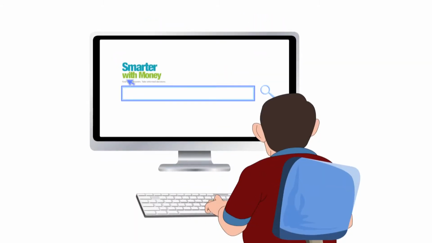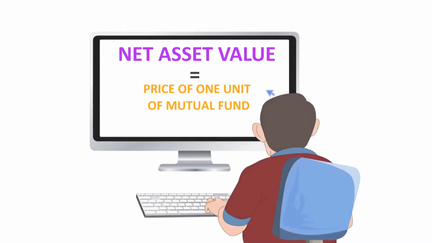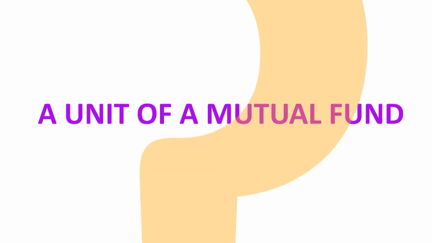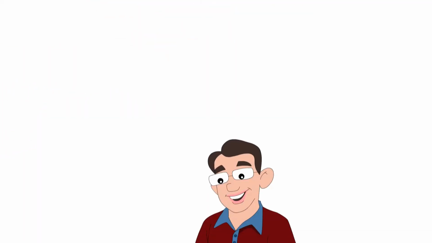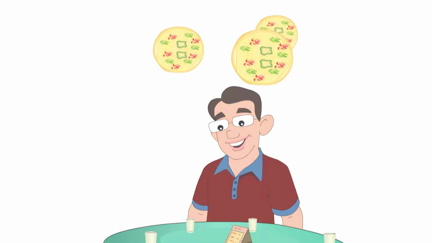A little bit of research shows him that NAV stands for net asset value, which in simple terms is the price of one unit of a mutual fund. But what is a unit of a mutual fund? An analogy using Mudra's favorite food, pizza, helps him answer the question.